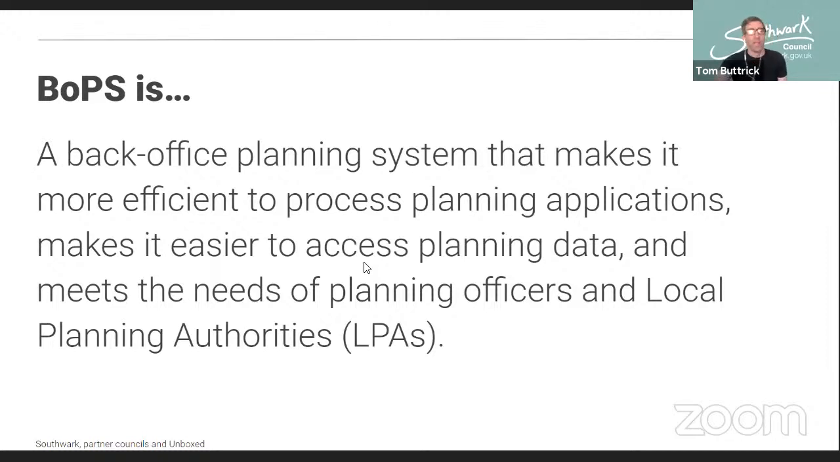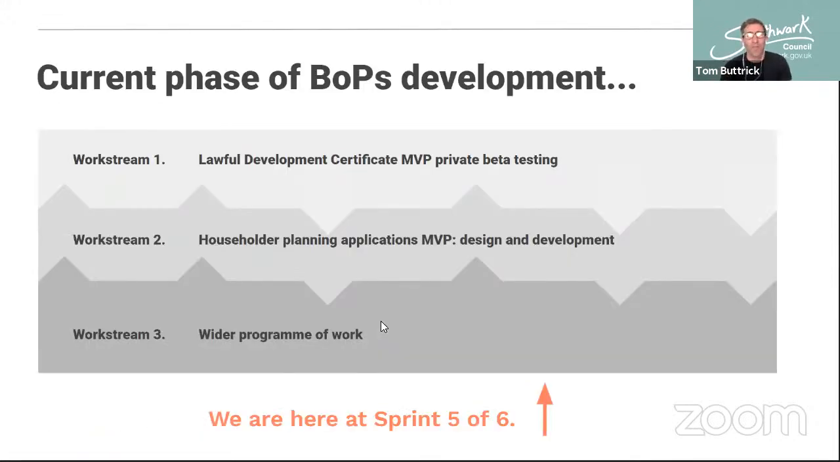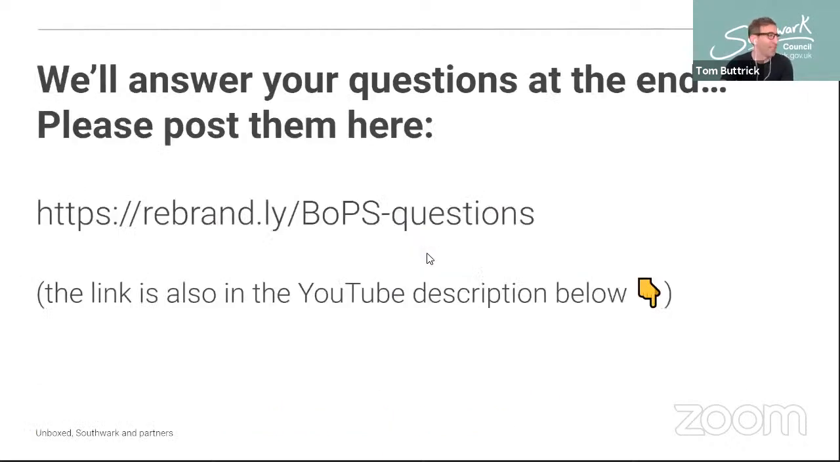Next slide, Pete. So, as I said, through the feedback loop there, we're at the fifth sprint of this phase of development. Our primary work streams are, as you probably know, we've been working on the LDC certificate for MVP and moving towards the private beta testing. We've been working on the MVP for householder applications in terms of design and development work, but the functionality that we've been building for the householder side also relates to the lawful development certificate side of BoPs. It is one product. So we've been working on that, and we've also been working on our comms with MHCLG.